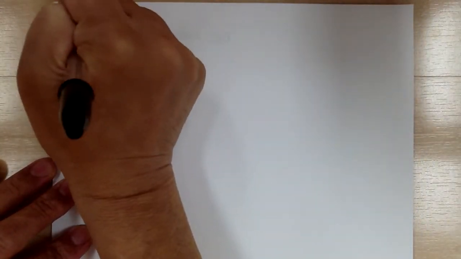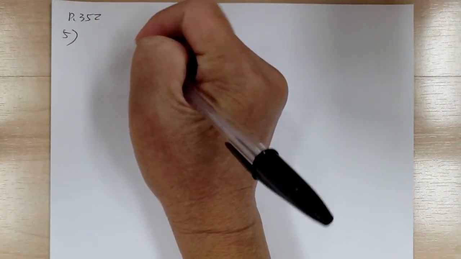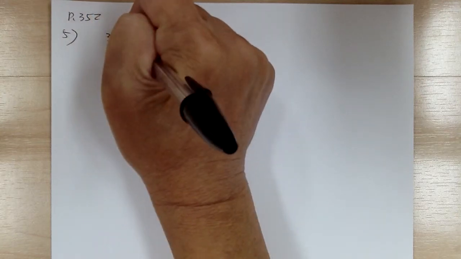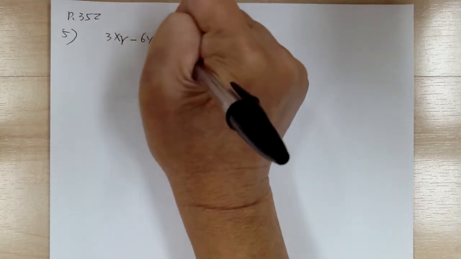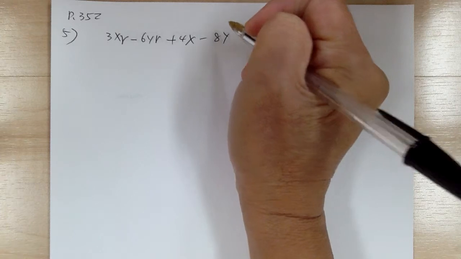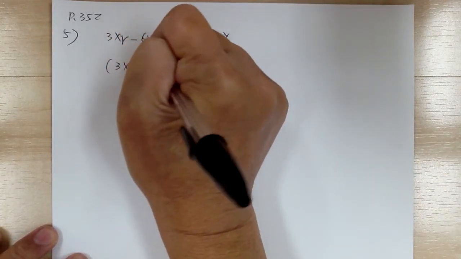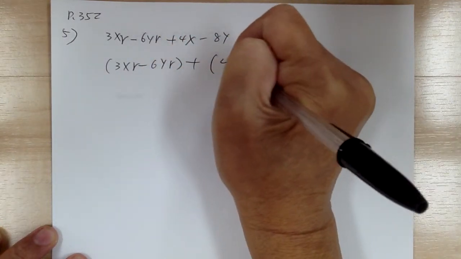Okay, number 5. You got 3xr minus 6yr plus 4x minus 8y. Okay, so again, this is the grouping. So let's go and group the first two. You can put a plus between the group.